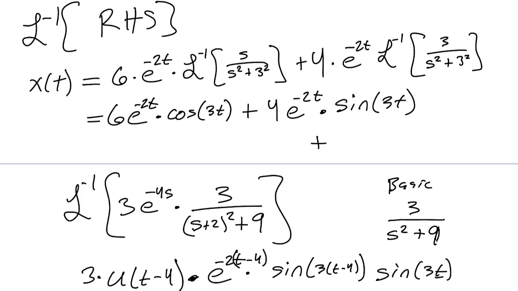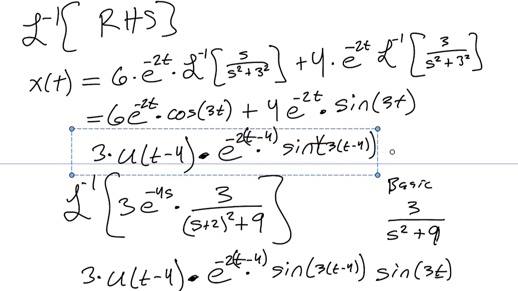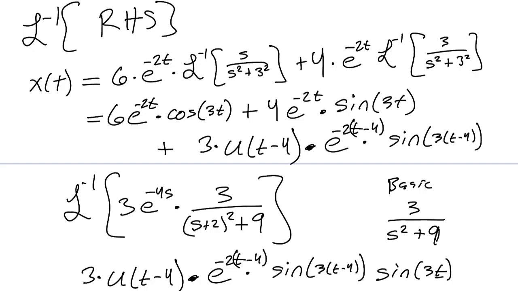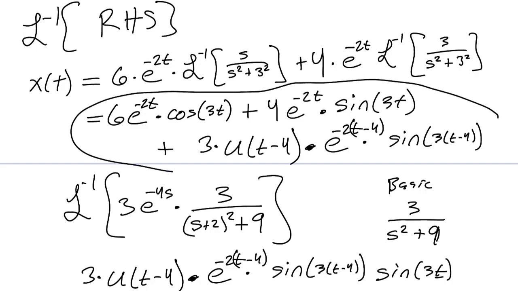So if I paste that in down here, let's see, maybe I can get this plus sign out of the way and then move that up ever so slightly. That is the final answer right there: 6e to the minus 2t cosine of 3t plus 4e to the minus 2t sine of 3t plus 3u of t minus 4 times e to the minus 2 times t minus 4 times sine of 3 times t minus 4.